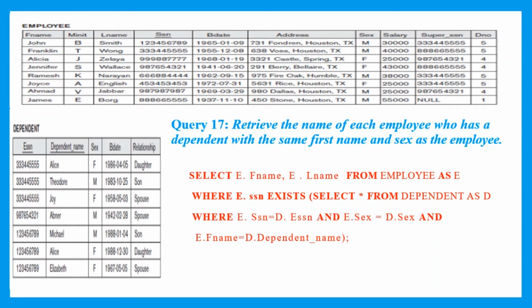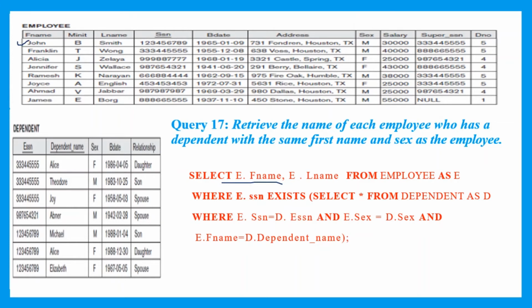Okay, this is another example of using the EXISTS function in SQL. We'll retrieve the name of each employee who has a dependent with the same first name and sex as the employee. We have seen the same question in the correlated nested query. Same thing, we have taken as an example in the EXISTS function in SQL. Now what it will do: first, the outermost query is going to fetch the first row of the employee table. In that, the SSN has been selected.